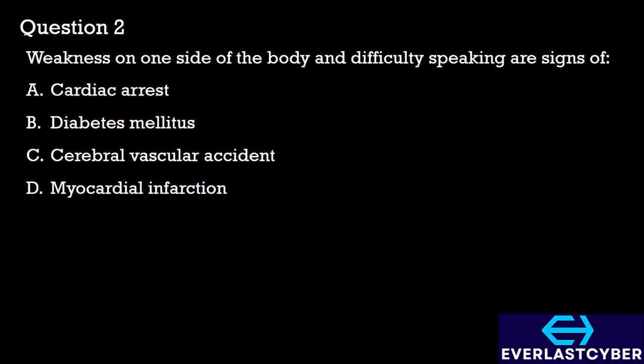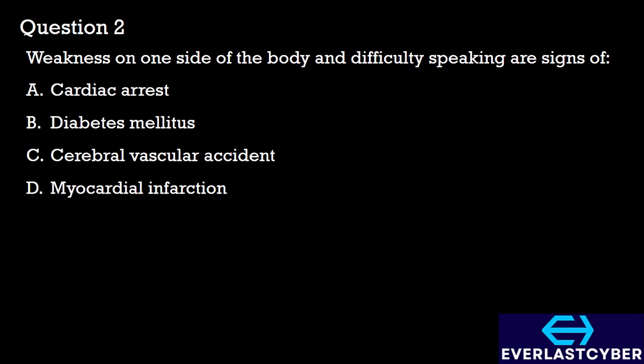Question 2. Weakness on one side of the body and difficulty speaking are signs of A. Cardiac arrest, B. Diabetes mellitus, C. Cerebral vascular accident, D. Myocardial infarction. Cardiac arrest involves the sudden loss of heart function, but it is not associated with localized weakness or speech difficulty. Diabetes mellitus can cause complications such as neuropathy, but it does not present with one-sided weakness or speech issues.